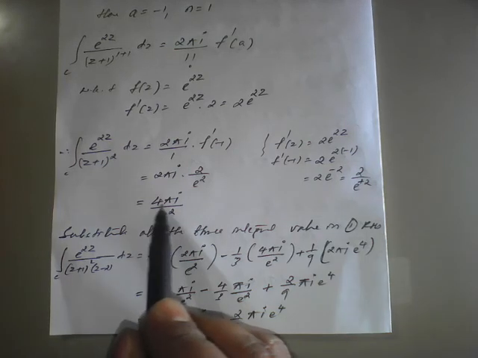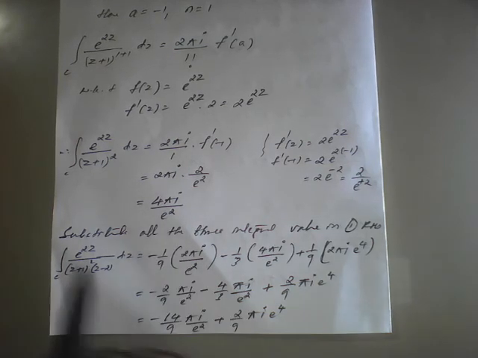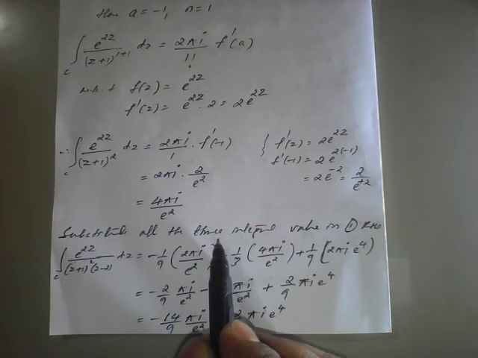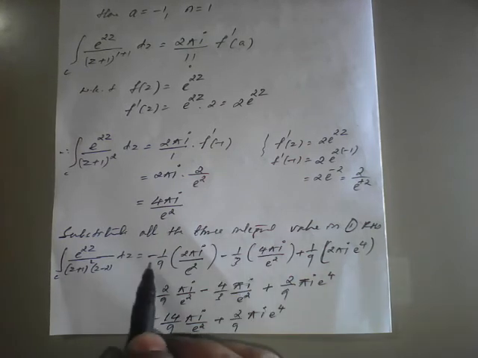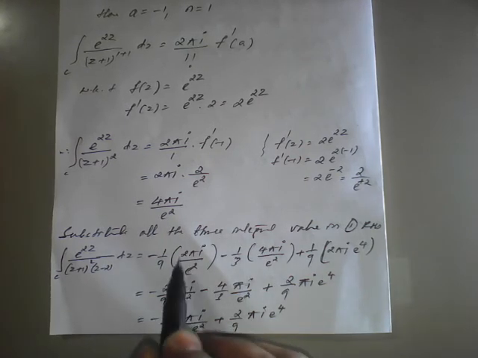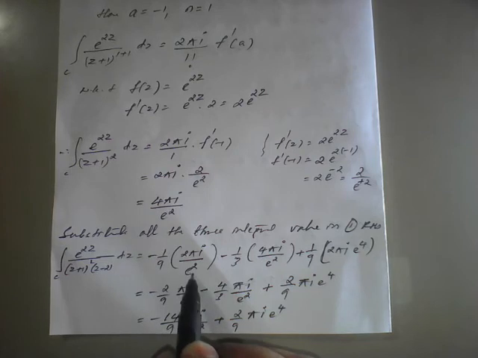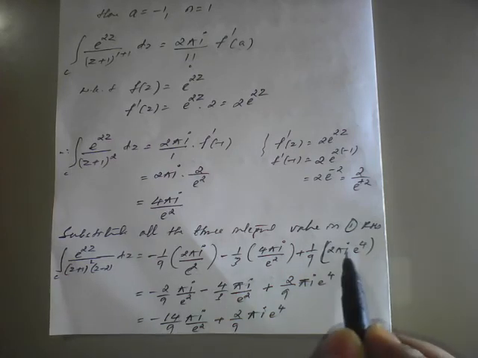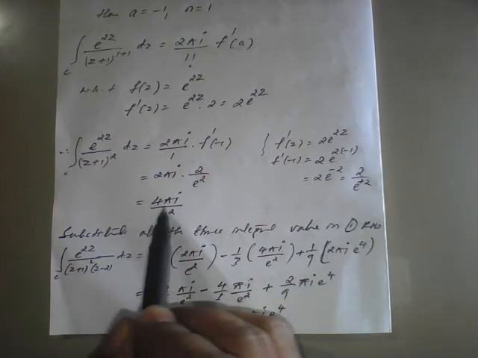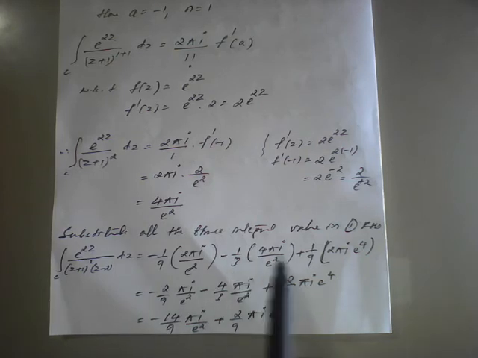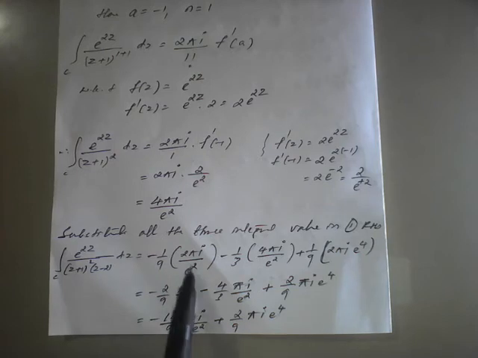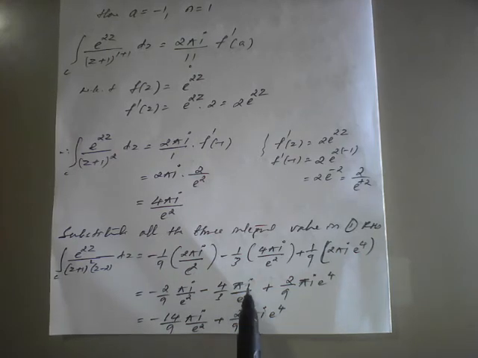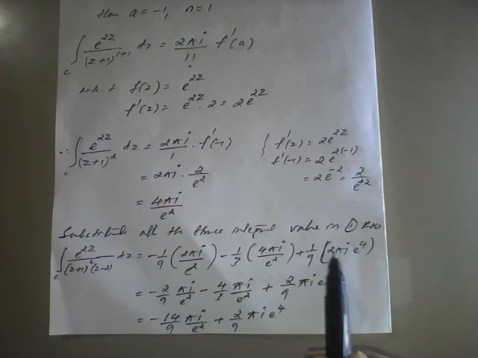So the result is finally here. We have three integral results, and all three integral results on the right hand side of the equation we need to simplify. So 1 upon 9 times the first integral result, 2 pi i upon e raised to 2, and the third integral result, and the middle one, the second one, I have simplified. So it will become minus 2 upon 9 pi i upon e raised to 2 minus 4 upon 3 pi i upon e raised to 2 plus 2 upon 9 pi i upon e raised to 4.